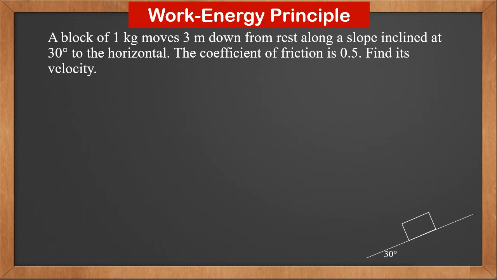A block of 1 kilogram moves 3 meters down from rest along a slope inclined at 30 degrees to the horizontal. The coefficient of friction is 0.5. Find its velocity.